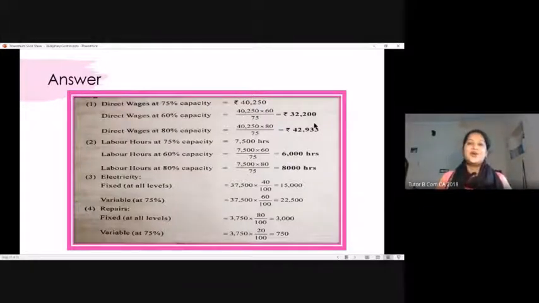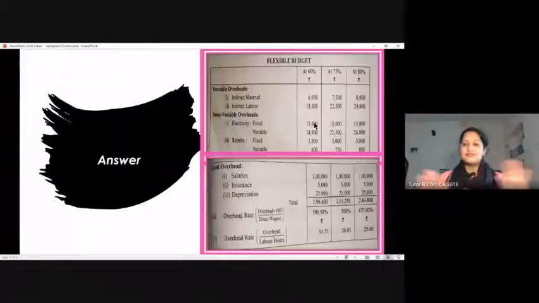So here the denominator will be labor hours at 75% capacity for computation of the labor overhead rate for 75% capacity. In 60% capacity, the labor hours at 60% capacity will be the denominator. For 80% capacity, the same way as we said for the previous one, labor hours for 80% capacity will be the denominator. We get the rate.